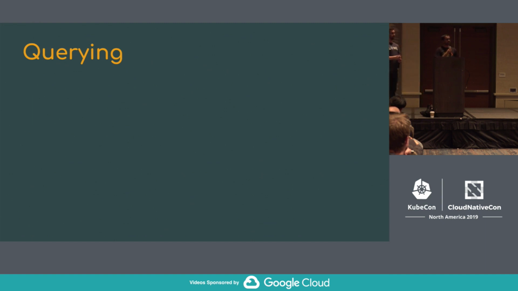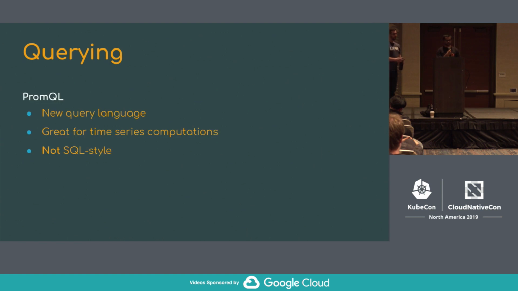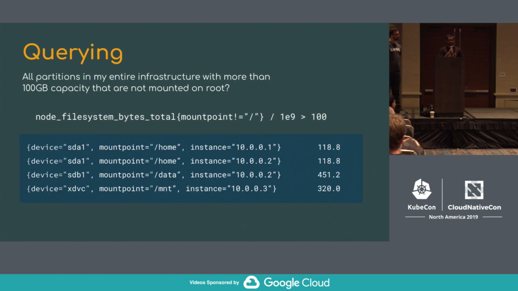So I'll be just going through some of the points which Matt already mentioned here. Let's talk about querying. We already have data in Prometheus right now using the exporters and all the other applications. So let's see how we can get the data using queries. PromQL is a new query language which was built with Prometheus. It's great for time series computations. I will be showing some examples, and it's not a SQL style querying language.